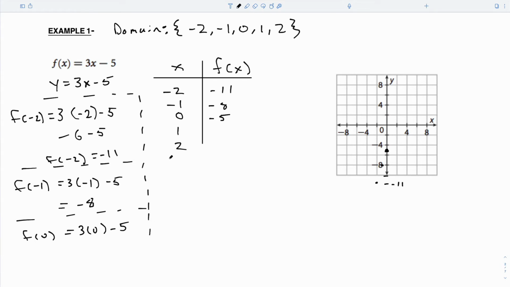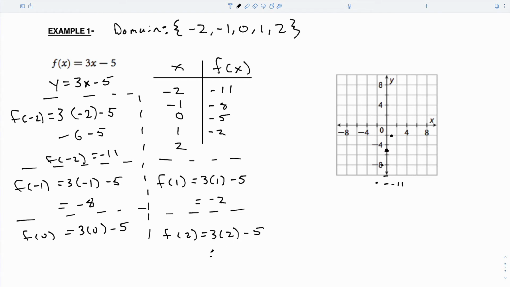And we'll do the function of 1. And that's going to be 3 minus 5, or negative 2. So 1, negative 2. And lastly, the function of 2 is going to be 3 times 2 minus 5. So that's a positive 1. 6 minus 5 is 1. So let's go over to up 1, and we're going to make our line.